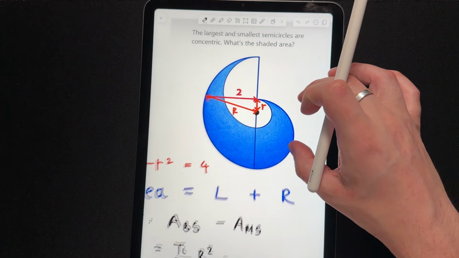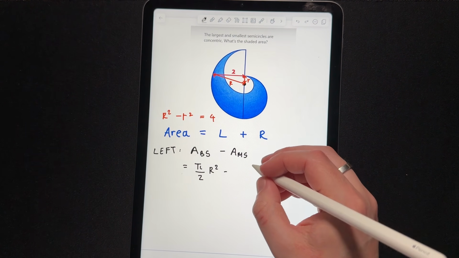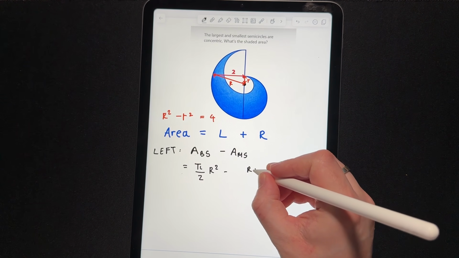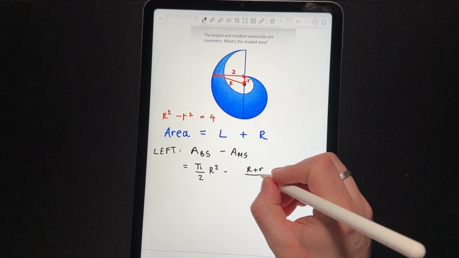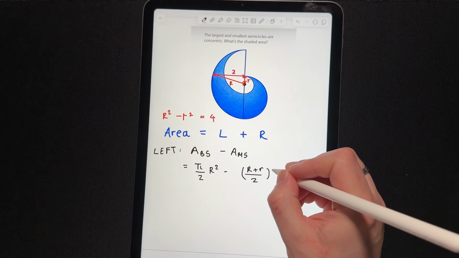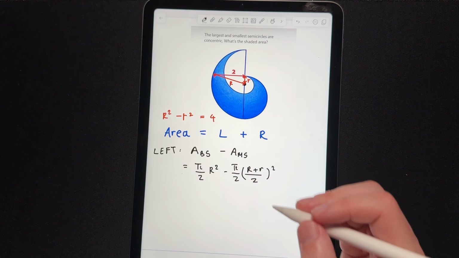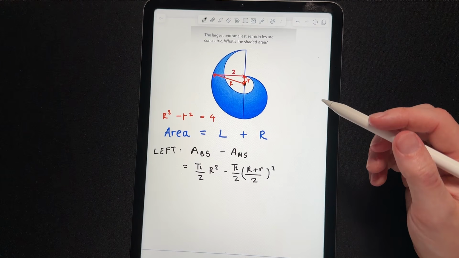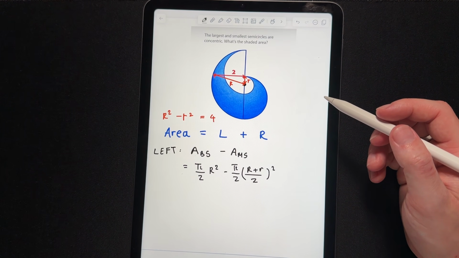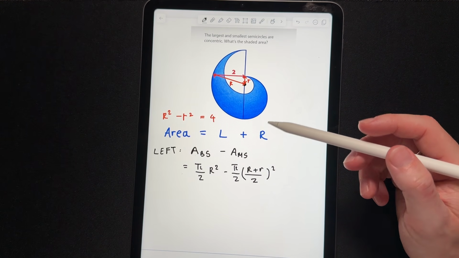So we can use that to help us work out the radius, because therefore the radius is going to be big R plus little r divided by 2. Now of course that is all squared, as it's the radius squared, and we're keeping pi over 2. And there we go, we have just worked out the area of the left side.